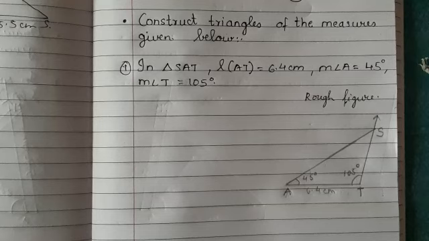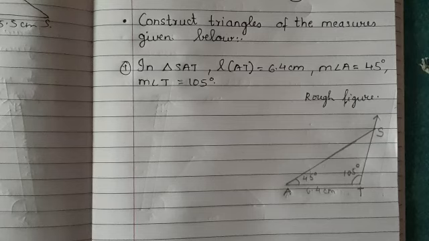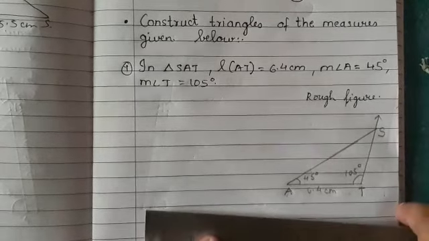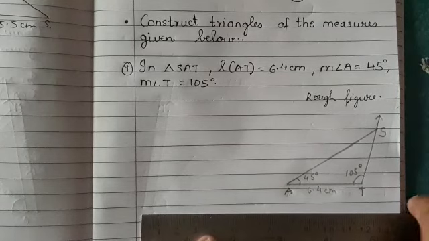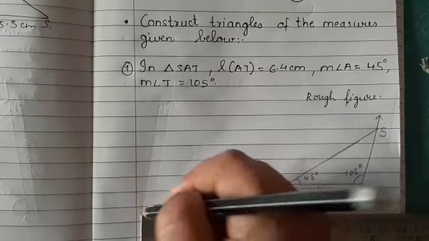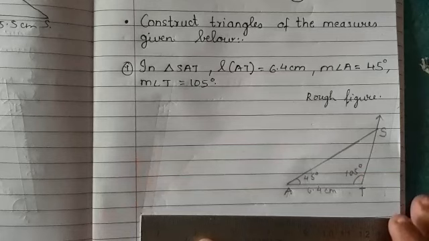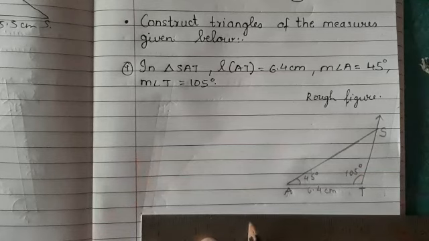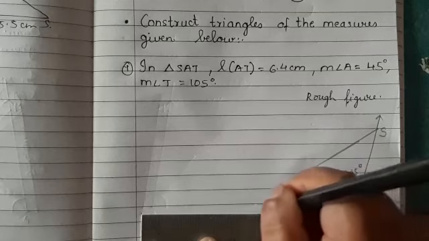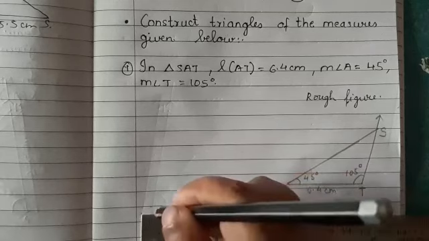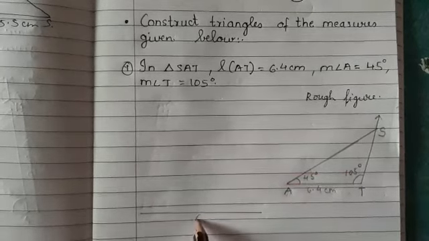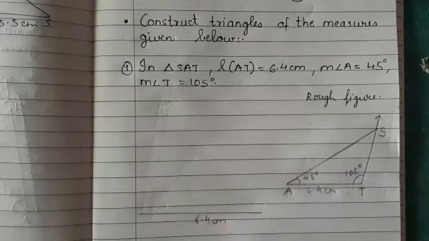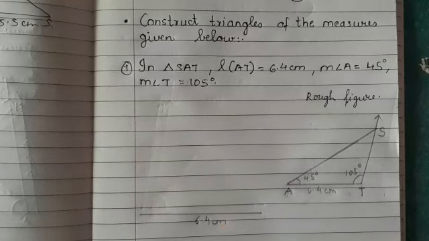Okay, so from this rough figure we got an idea. Now I will take a scale and now I'll draw a length of 6.4 centimeter first. Here I'll draw it. See, this is my 0. Yes, and here is 6. Yes, more than that 4 lines, that means here. Okay, so this is my 6.4. I will join it properly. 6.4 centimeter.